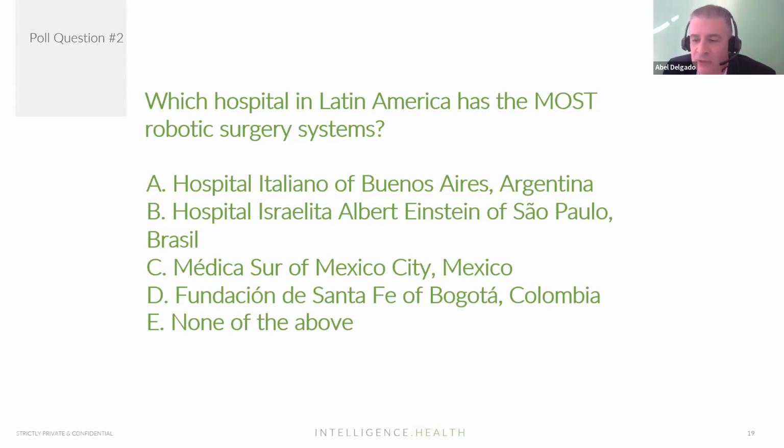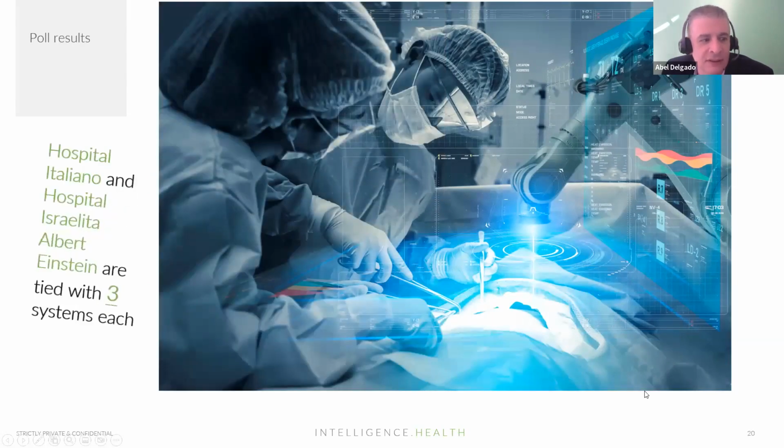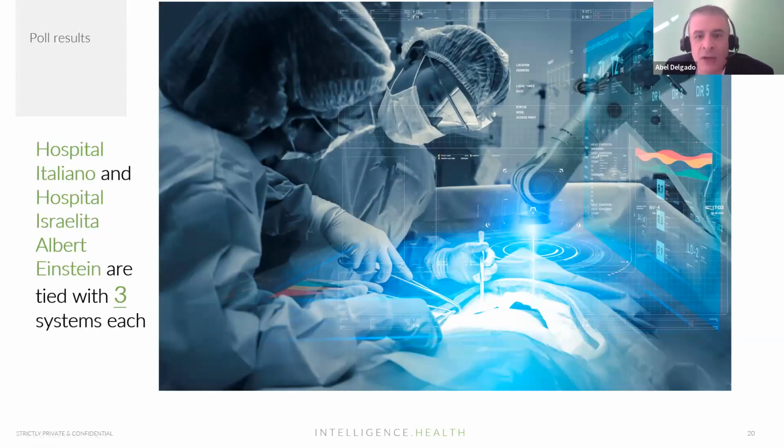So let's see what the results actually show based on what we have in the report, with the data that we get personally from the hospitals directly. Okay, let's take a look here. What the results tell us is Hospital Italiano and Albert Einstein are tied. So it's kind of a trick question. They're both tied with 3 robotic surgery systems each. And that's one of those things that was kind of unexpected. That's the whole reason behind why we do what we do, so we can get at some of these strategic answers and understand what's going on here.